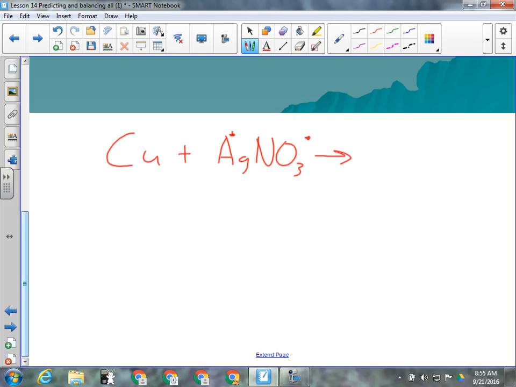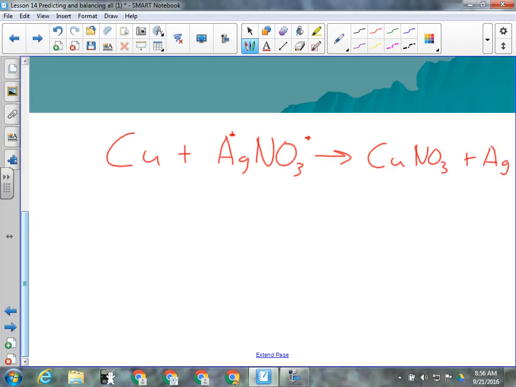Predict the products. So at this point, my first step is to write it out. Then identify the reaction type. This is a single replacement reaction because I have an element reacting with an ionic compound. What kind of element do I have? It's a metal. That's important for me to recognize because now I know what in this ionic compound needs to get replaced. So what is copper going to replace? Silver. It's got to replace the thing it's like. So I'm going to end up with copper nitrate and silver.